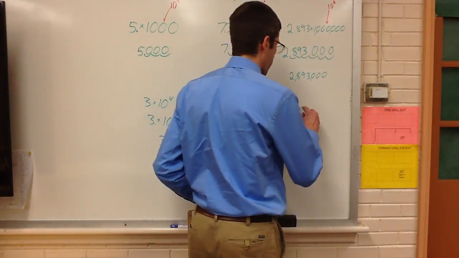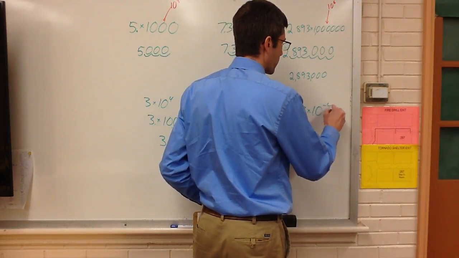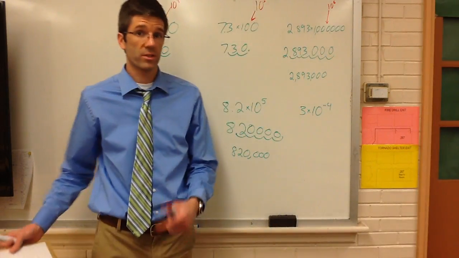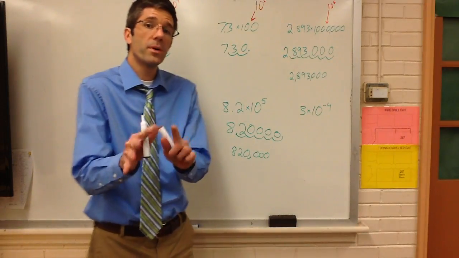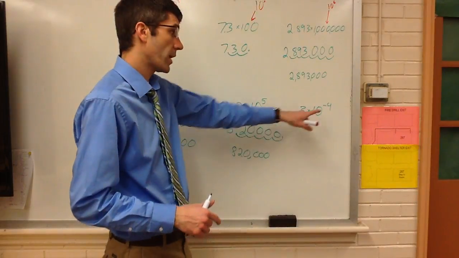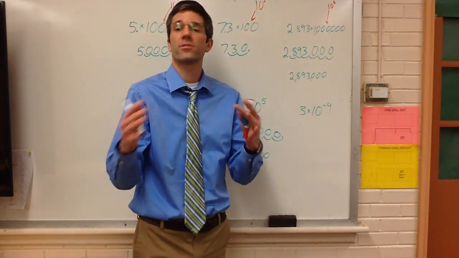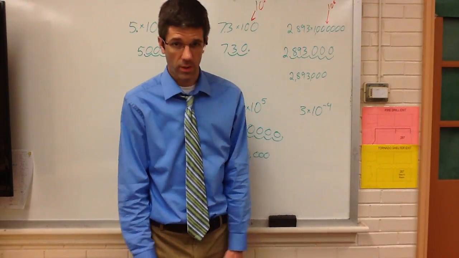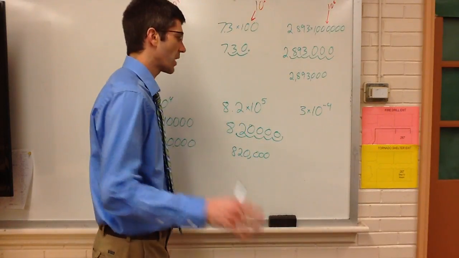820,000. I'm going to rewrite it just to make it look cleaner. 820,000. Okay, now we're going to throw in a negative exponent just to make you angry. 3 times 10 to the negative 4. Now we know what negative exponents do. If we're going to put this in context with the stuff that we did on the front side, we would say, well, that's 1 over 10 to the 4th, and that is absolutely correct. But let's actually not go there.